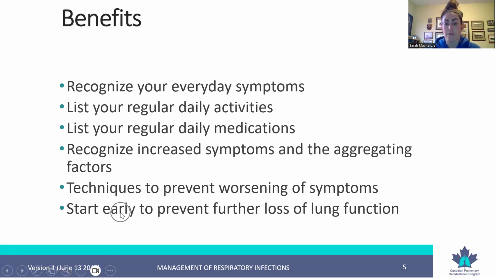And start early to prevent further loss of lung function. We're talking about initiating antibiotics and prednisone to treat that chest infection. Okay, so early detection and treatment means that bacteria and that illness won't spread to the point where you need to go to the hospital. Every time you get a chest infection, your lung function gets knocked down a notch. So you never quite go back to the way you were prior to that infection.